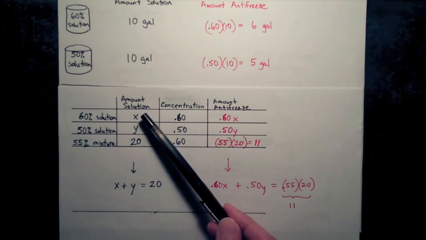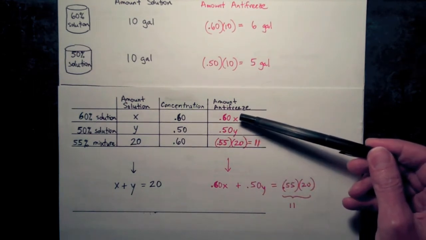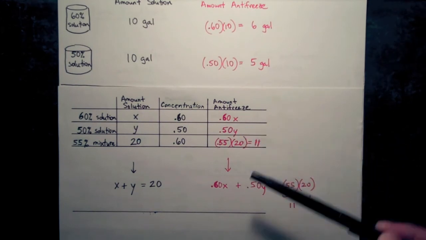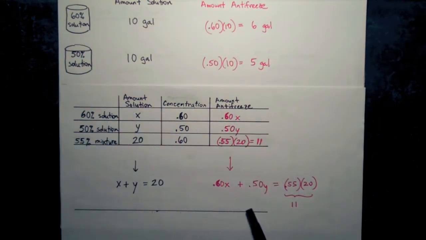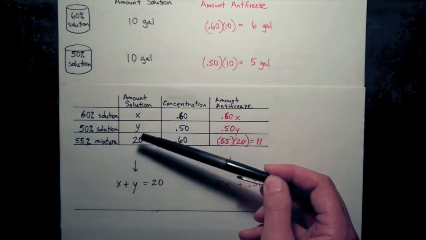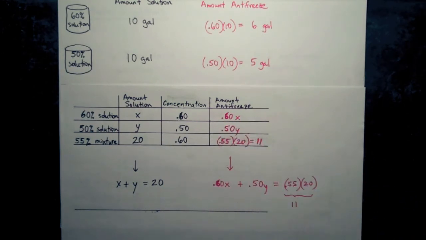In the first column, the x plus y has to equal 20 for the total amount of the mixture. And similarly for the third column, we add the amount of antifreeze from the two solutions to get the amount of antifreeze in the mixture. That gives us two equations to go with our two variables. And this is a pretty typical setup for a mixture problem when you're using systems of equations. In these cases, you will almost always have two equations like this, where you're adding the expressions from the first two rows and setting it equal to the third, just as we did in these two.